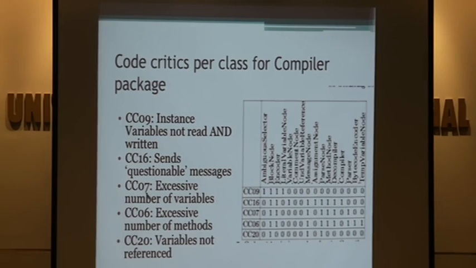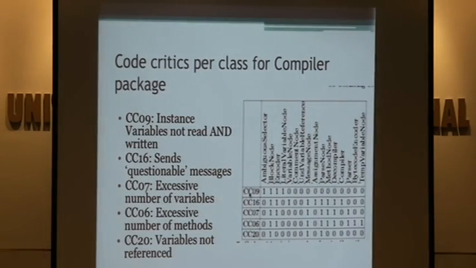So another one is excessive number of variables, excessive number of methods, or variable not referenced. The idea behind this table is that you put 1 if the class is fulfilled by this rule, and if it is not fulfilled, you put a 0. So 1 0 1 0. That's the easy part. We understand in our brain 1 0 1 0.